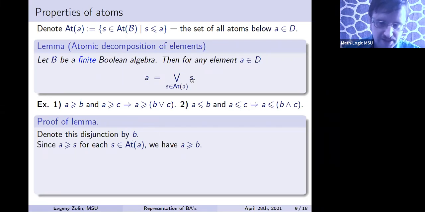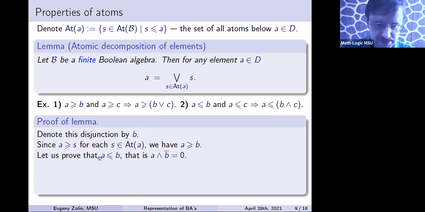But of course, A is bigger than every atom below A. And so A is bigger than the disjunction by this property 1. So A is bigger than B is easy. Now let us show the converse. Let us prove that A is smaller than B.